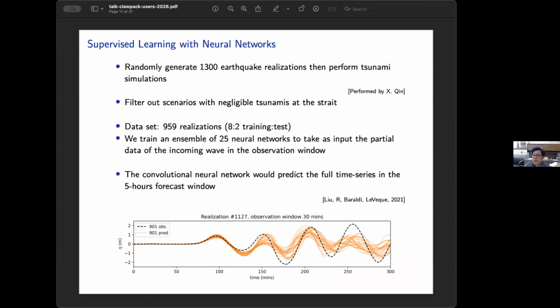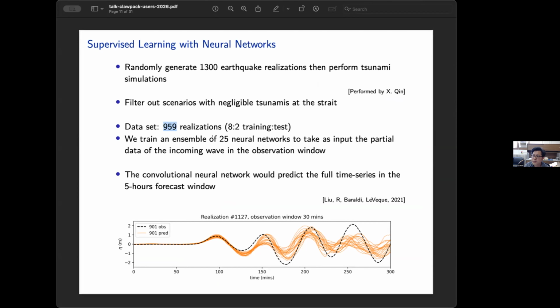So we randomly generated 1,300 earthquake realizations. And then from those, we ruled out the scenarios where there were negligible tsunamis in the Strait of Juan de Fuca, which left us with slightly fewer realizations, less than 1,000. We split into training and test set. And we trained an ensemble of 25 neural networks.